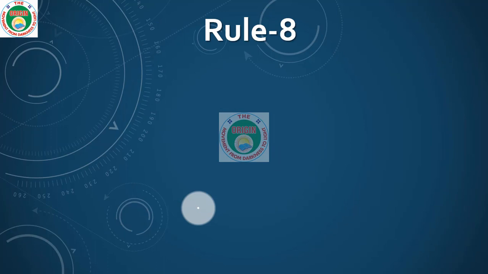Till now we completed rules 1 to 7. A power 0 equals 1. A power m into a power n equals a power m plus n. A power m by a power n equals a power m minus n. A power m into b power m equals ab whole power m. A power m by b power m equals a by b whole power m. That is up to 5. Next, square root of ab equals square root of a into square root of b. Square root of a by b equals square root of a by square root of b. These two rules, 5 plus 2, make 7 rules completed. This is the 8th rule.